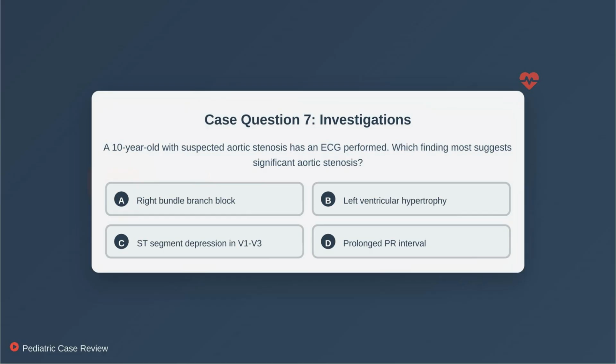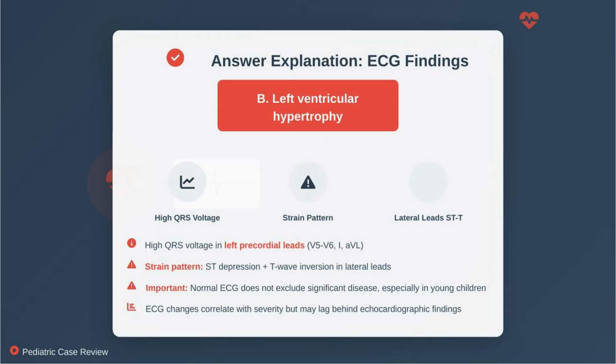A 10-year-old with suspected aortic stenosis has an ECG performed. Which finding most suggests significant aortic stenosis? A. Right bundle branch block. B. Left ventricular hypertrophy. C. ST segment depression in V1, V3. D. Prolonged PR interval. The correct answer is B.